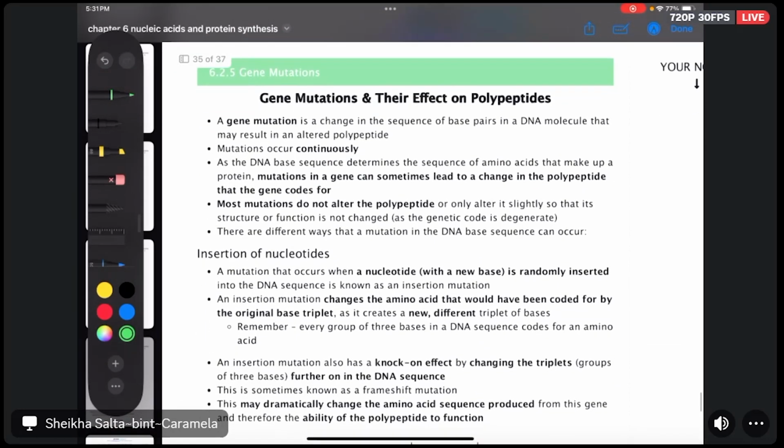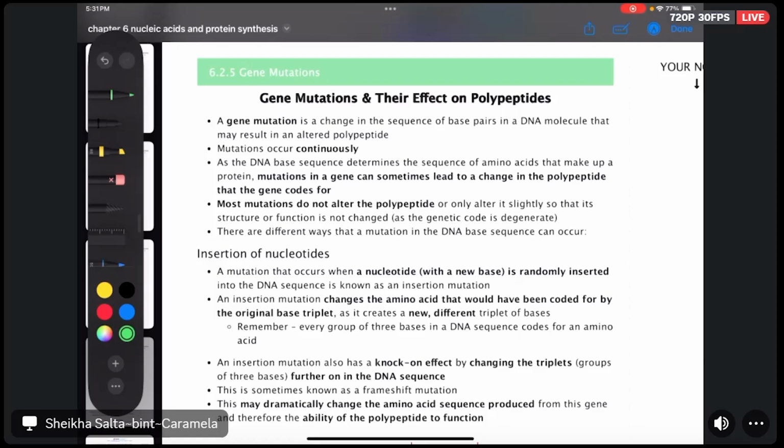Next, this is the last section. This is gene mutation and its effect on polypeptides. Gene mutation basically means a change in the base sequence of base pairs in the DNA molecule. Mutations occur continuously, but DNA is checked as well, once a DNA molecule is synthesized. But there can be some mutations which cannot be completely ignored either.